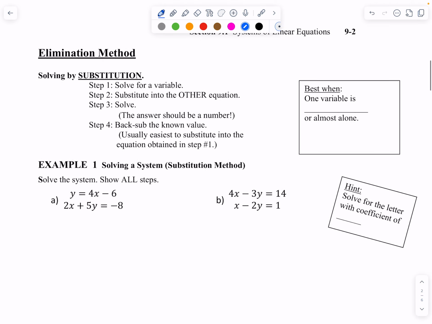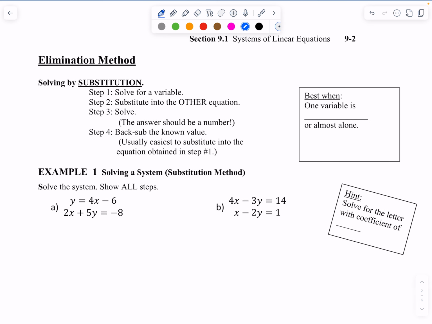So let's talk about the elimination method. The elimination method is best used when one of the variables is alone or almost alone. So notice this one down here, example 1. See how my y is all by itself? So when that is the case, substitution is the best way to solve it. And then over here, see how this x is almost alone? We just have a little bit more to do to get it alone.